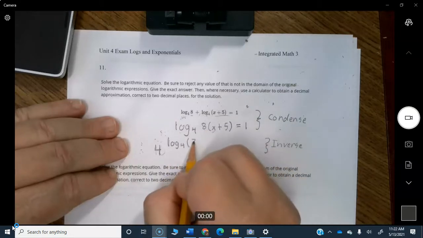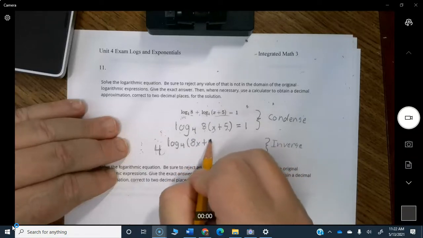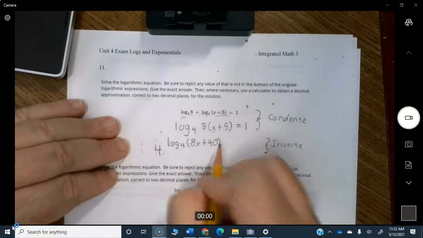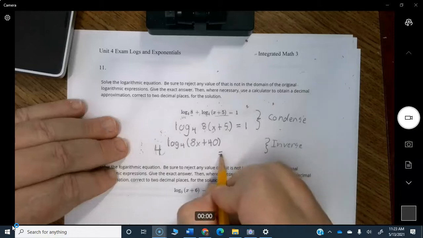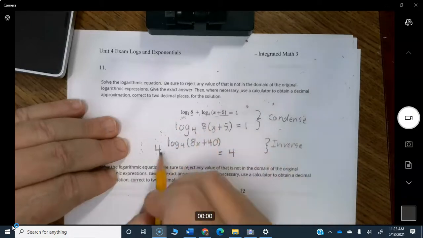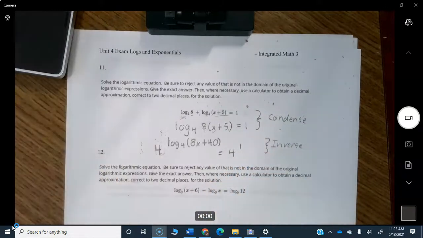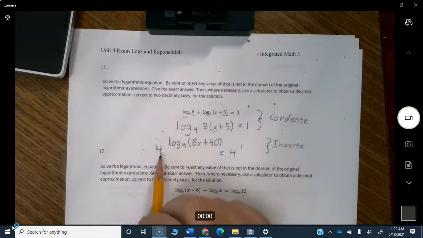8 times x is 8x, and 8 times 5 is 40. So I just went ahead and did that step. Okay, now that's going to equal 4. I took this and made it an exponent of 4, so I have to take this and make it an exponent of 4, like that. Okay, so both sides become an exponent of the number 4, and the reason I chose 4 is because this log is in base 4.